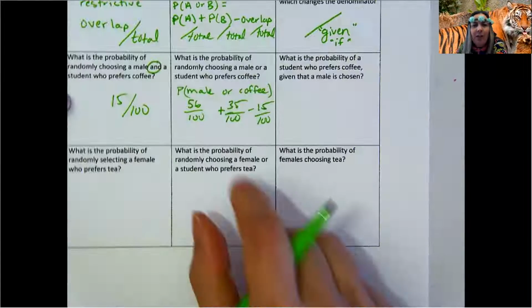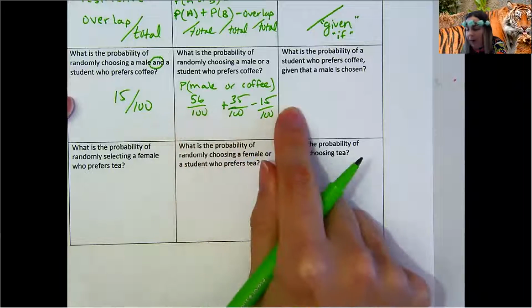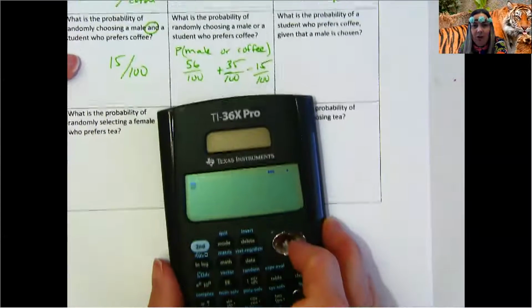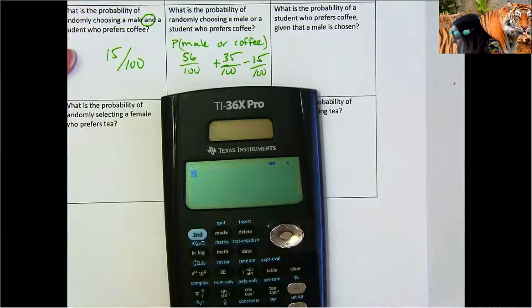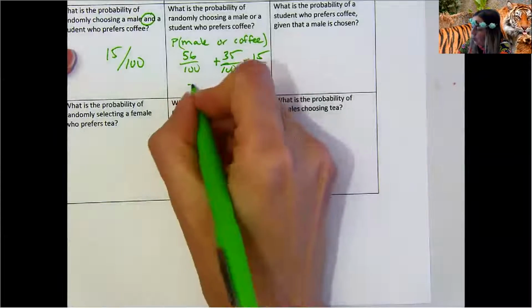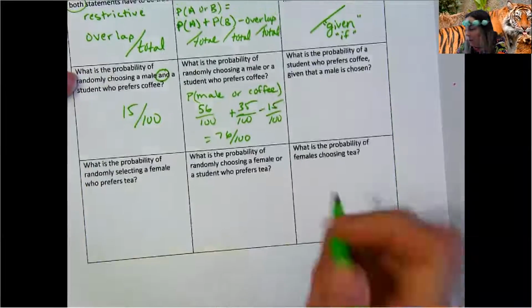When you're dealing with fractions, if the denominators are all the same, you just have to run through the numerator then. So when you're typing it in, it might save some time instead of hitting the fraction button. Okay, so you've got 56 plus 35 minus 15. So that's 76 out of 100. You can reduce it. You can turn it into a decimal. You can make it a percent.